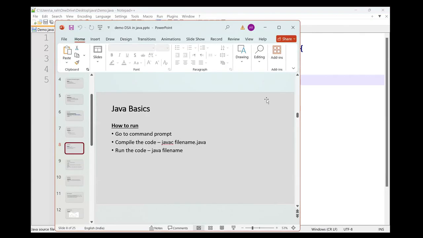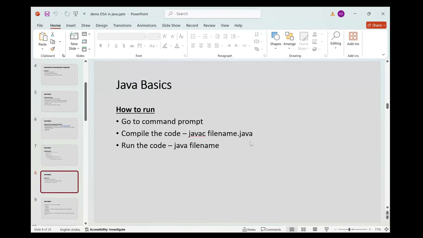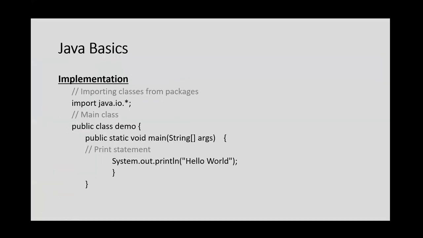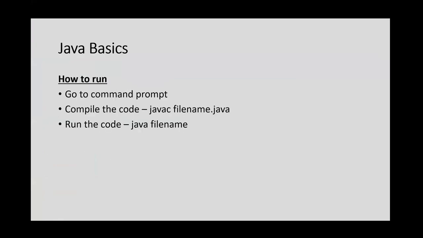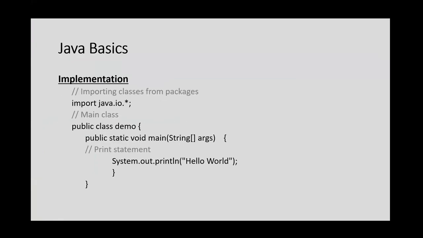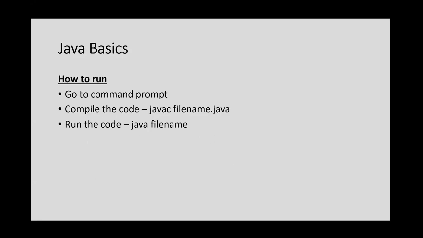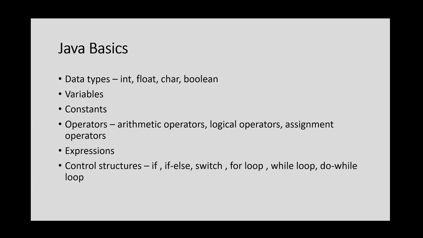Okay, now coming back to Java basics. We have seen how to run a small chunk of code in Java, how to implement it just to print something onto the screen, and then how to run it. We go to the command prompt, compile the code, and run the code. So we have seen that. Now we'll see some other concepts which are included in Java.